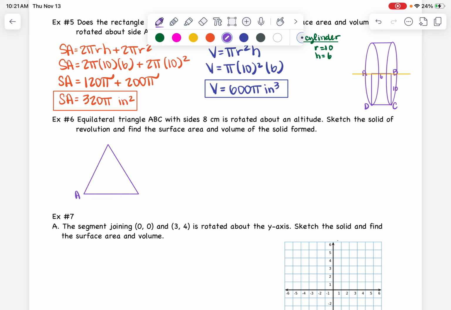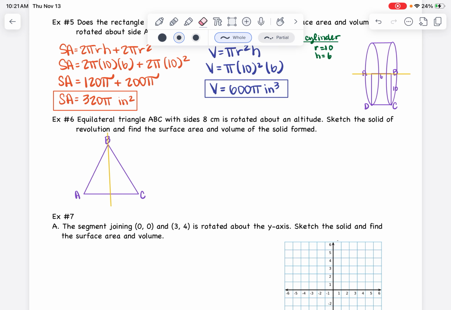Okay, so A, B, C with sides 8. I'm just going to label 1 if that's cool. It is rotated about an altitude. That's different. So I know the altitude of this. I'm going to erase that 8, he's kind of in the way. I'll come back to him.